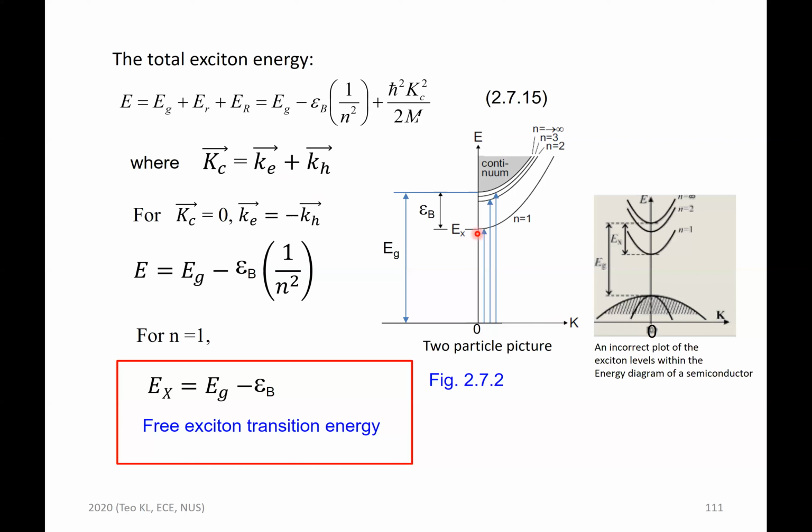first you have n equals 1. If you run n equals 1, n equals 2, n equals 3 until the continuum. So from the continuum, measure downwards to the ground state, that is your band gap, minus the binding energy from n equals 1 to the continuum, that gives you Ex, which is the free exciton transition energy.